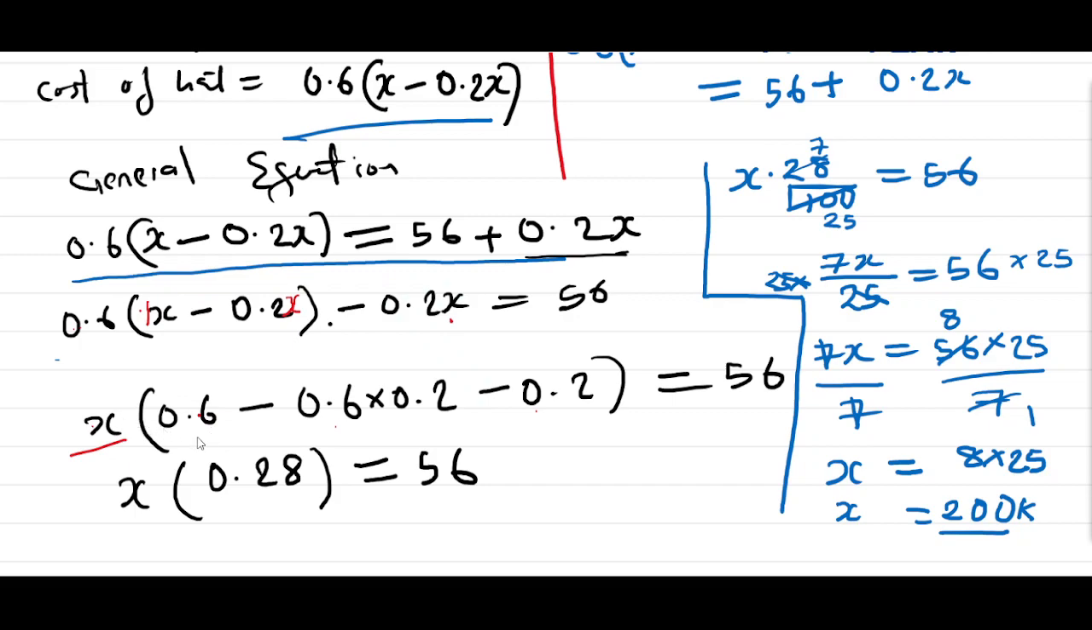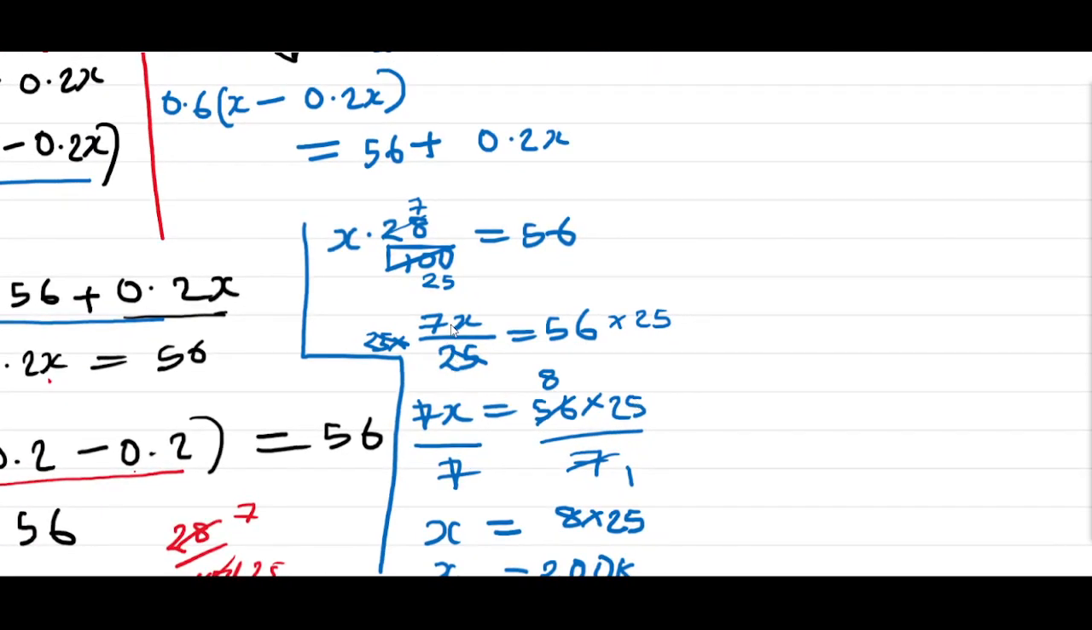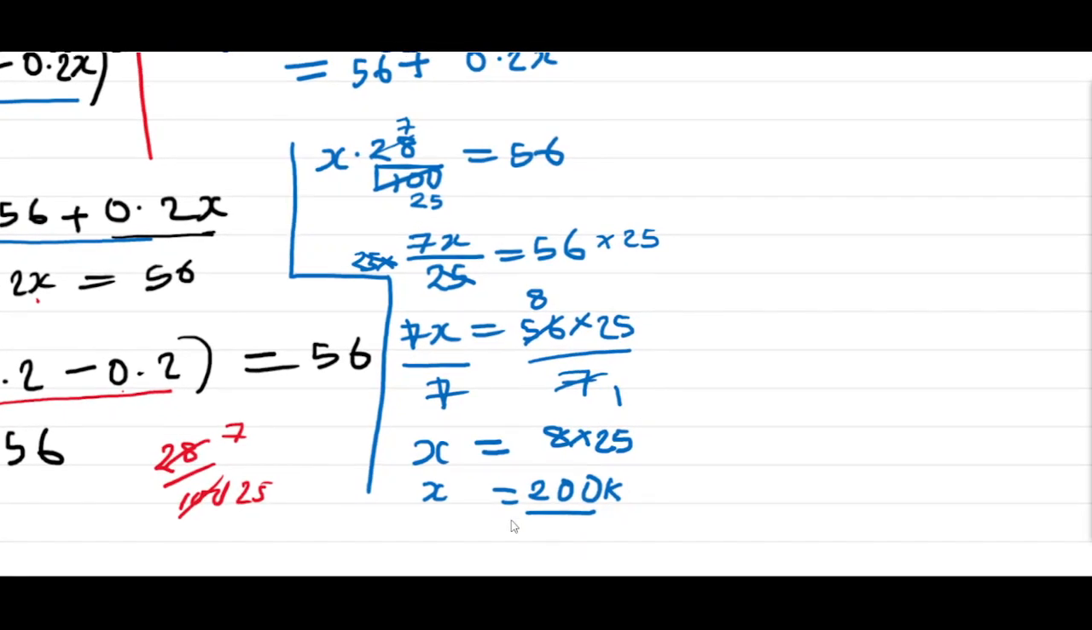So after computing this, I now got 0.28, sorry. So we have x times 0.28 equals to 56. We converted 0.28 to 28 over 100. Here is a little bit messy. So 4 into 28 is 7, and 4 into 100 is 25. That's how we got that 7x over 25 equals to 56 times 25. Of course, the rest is just pure arithmetic, and we arrived at x is 200 kobo.